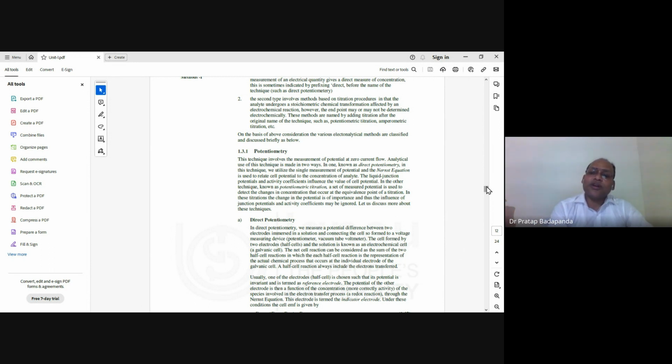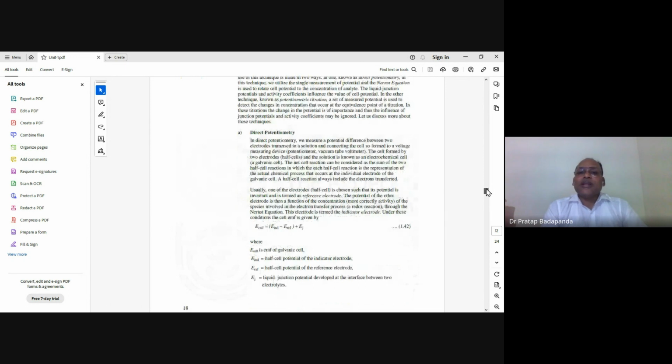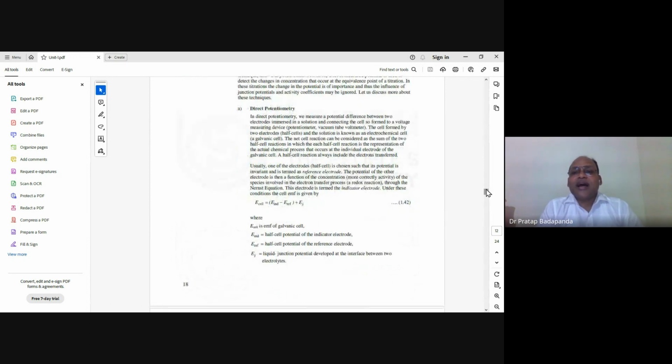If you come down to direct potentiometry, in direct potentiometry we measure a potential difference between two electrodes immersed in a solution and connected to form the cell, with a voltage measuring device, that is a potentiometer, vacuum tube voltmeter, or voltmeter. So you see how much the two potentials are.